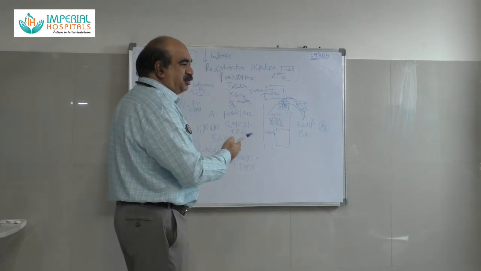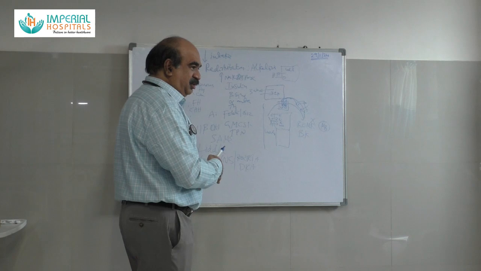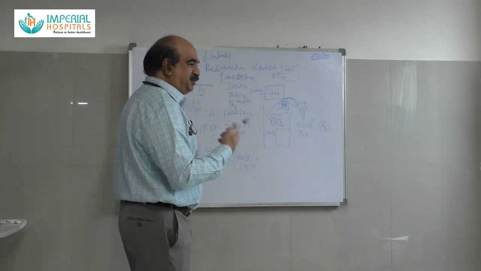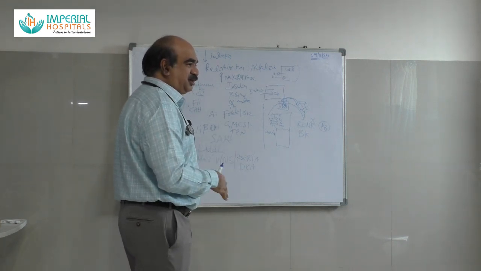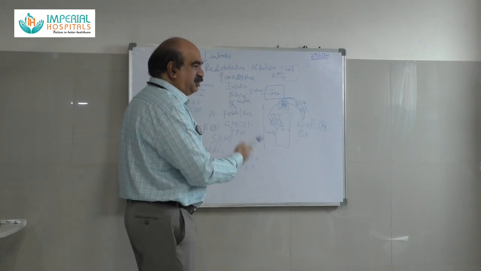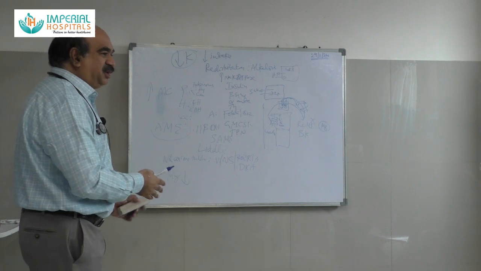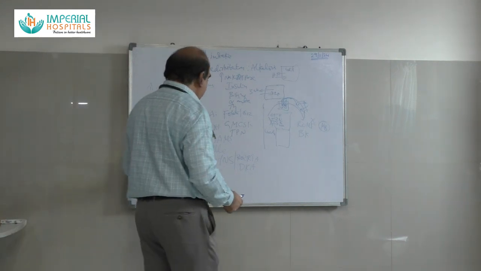The ROMK channel mediates potassium secretion into the lumen. Magnesium inhibits the ROMK channel. So if there is magnesium deficiency, there is no inhibition of the ROMK channel, so there will be more potassium secretion into the lumen. So magnesium deficiency will cause hypokalemia. Diuretics will cause magnesium deficiency and hypokalemia. These are causes of hypokalemia.